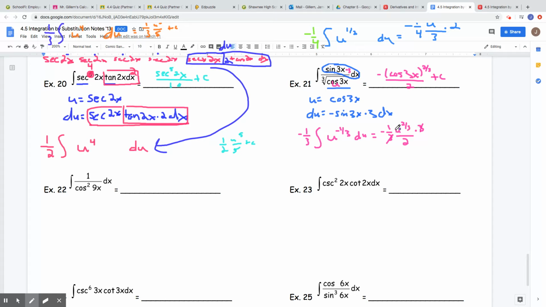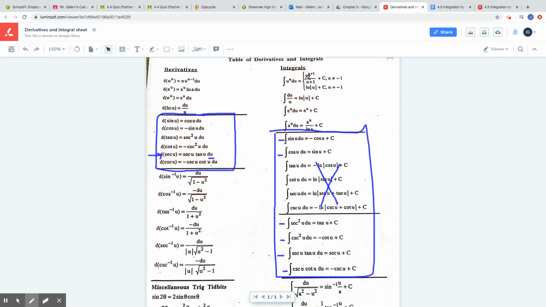All right. Just so you know, also on this formula sheet, if you look at this, this is your power rule for integrals, u to the n. U to the n plus 1 over n plus 1. You add there. Right? There's actually your power rule for derivatives right there too. You subtract. All right.